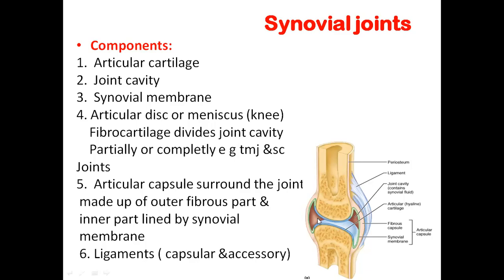If a meniscus or an articular disc is present in some joints, then here is another structure, fibrocartilaginous in nature, present in the joint cavity, and peripherally it is attached with the joint capsule. This structure divides the joint cavity partially or completely into two compartments.